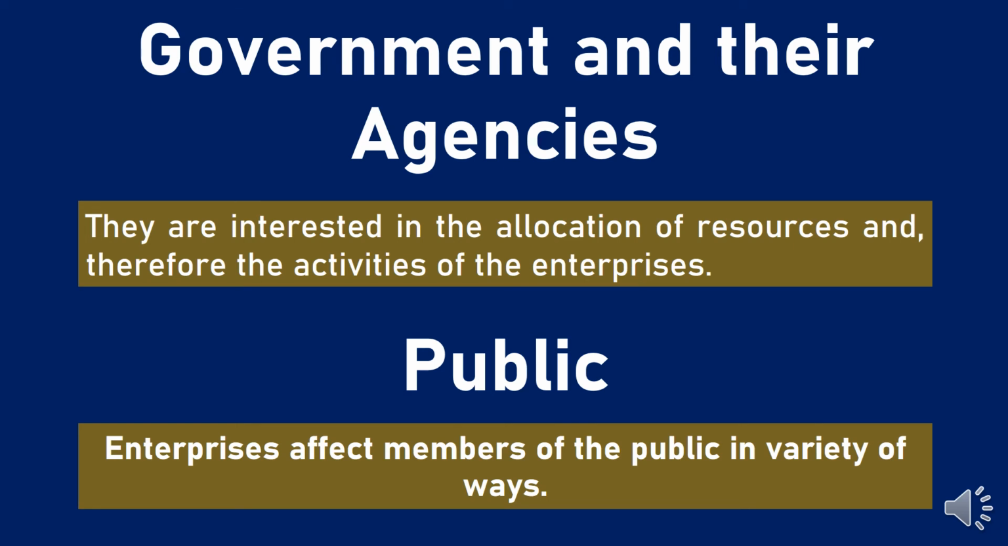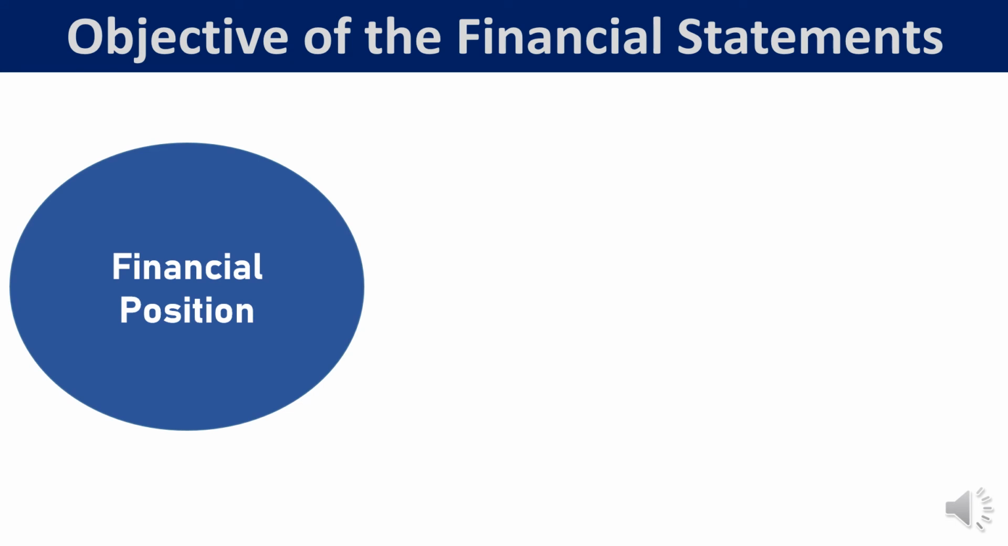So now let us proceed with the objective of the financial statements. For the objective of the financial statements, we are going to deal with these three: financial possession, the financial performance, and the changes in financial possession. So first, let's deal with the financial possession. So we can achieve the objective of the financial statements, which is referring to identifying the financial possession or financial standing of the business entity by means of the preparation of a particular financial statement, which is the statement of financial possession or the balance sheet.